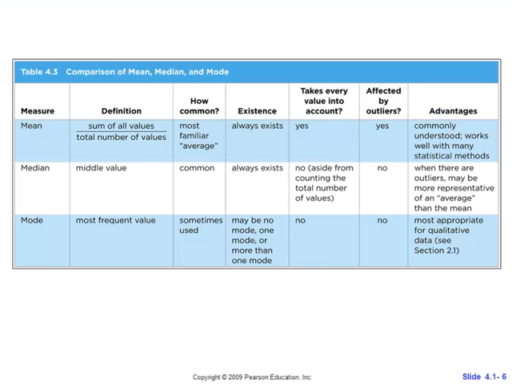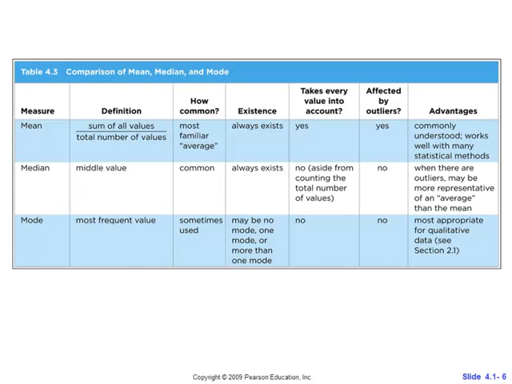This table here just shows the explanations of mean, median, and mode, the definitions, how they're calculated, what we commonly use them for, and whether it takes into account all the values, and if it's affected by outliers. Notice that the mean takes into account every value we have, and it is affected by outliers. Whereas the median and mode do not take into account every value, and are not affected by outliers. Because in the median, we're only looking at that middle number. We don't care what happens if there are outliers. And the mode only looks at the thing that happens most often.